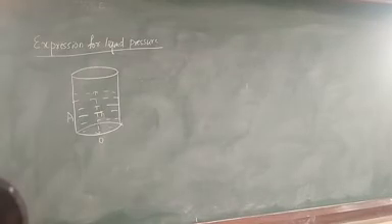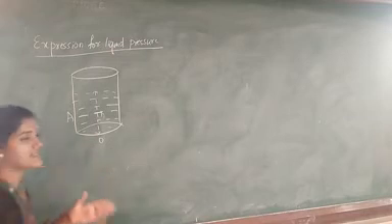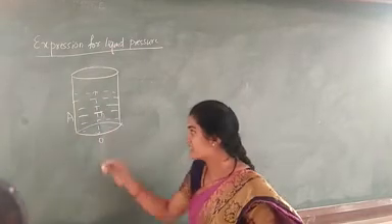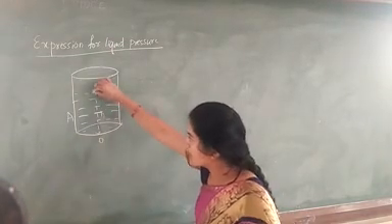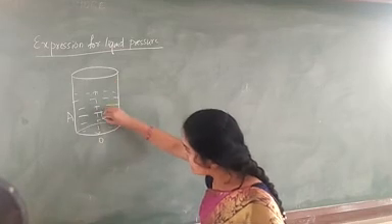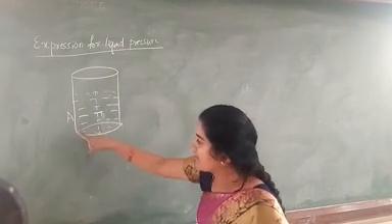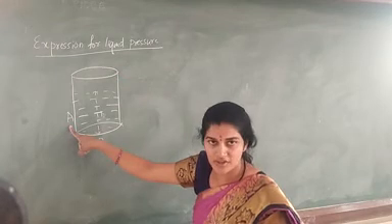Now let us consider the expression for liquid pressure. Now let us see the diagram. Here we are considering a vessel. In that vessel there is water, up to here there is water. Up to this we are considering the height. And the outside we are considering the area of cross section of the body.